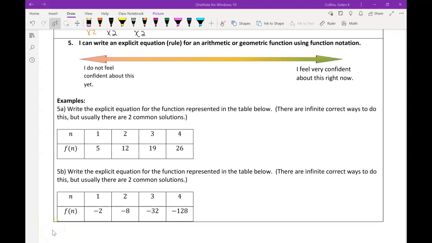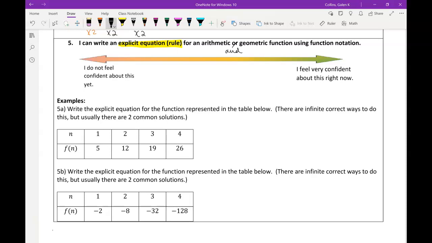All right, and our fifth learning outcome or skill, more appropriately: I can write an explicit equation. Sometimes we call this an explicit rule. It's generally an equation. I can do that for arithmetic and I should really say "and", because I want to do it for both arithmetic and geometric sequences.